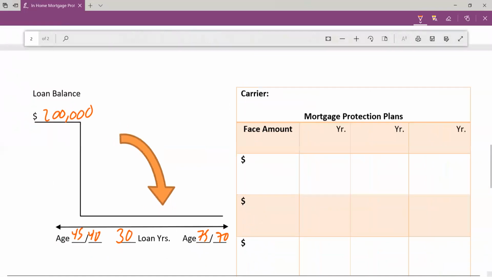So once we get to this point, we broke down, you see at 200,000, it's a 30-year loan. So we add up their ages. 45 plus 30 is 75.